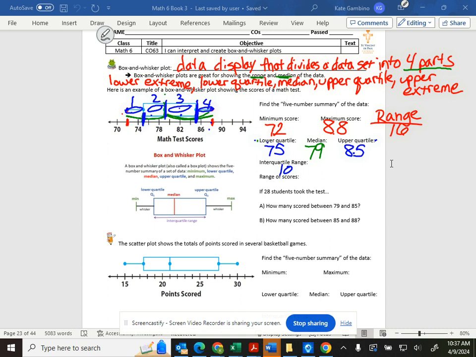So now let's look at our range of scores. When we say range of scores, we're going to put our lowest score, which was 72, to our highest score, which is 88. That's our range of scores. And we're going to say that 88 minus 72 was 16. So there's a range of scores that are 16.